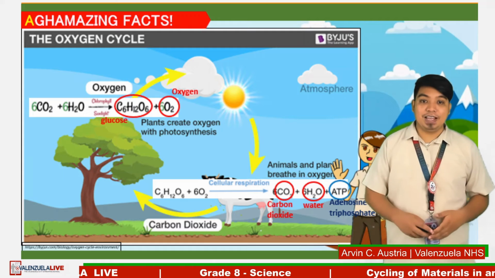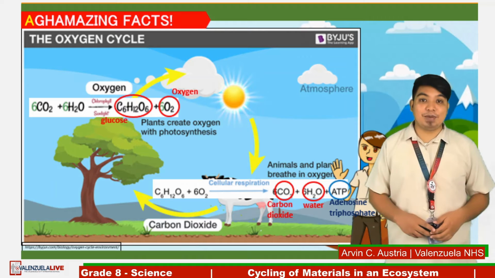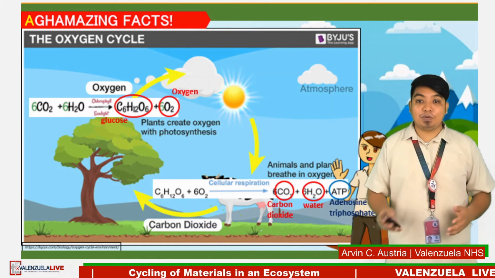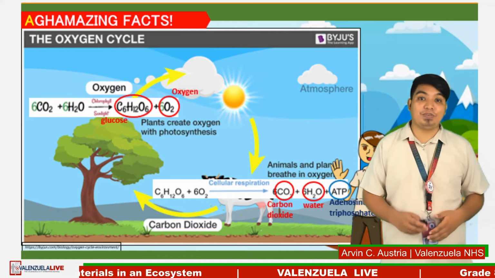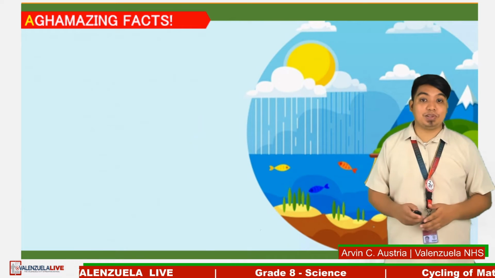Isn't it amazing that plants and animals can give and take? This is an example of mutualism. They or we need each other for our survival. That is why we must plant more trees for more free oxygen. The last cycling of material is called nitrogen cycle.